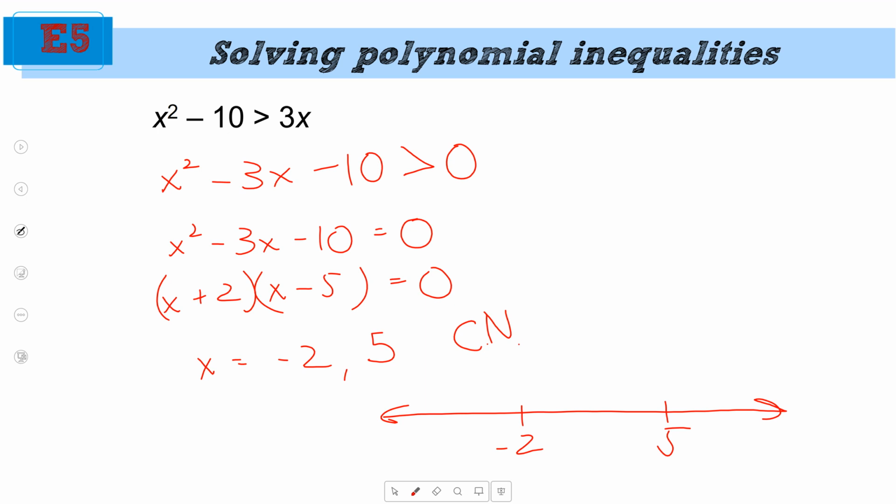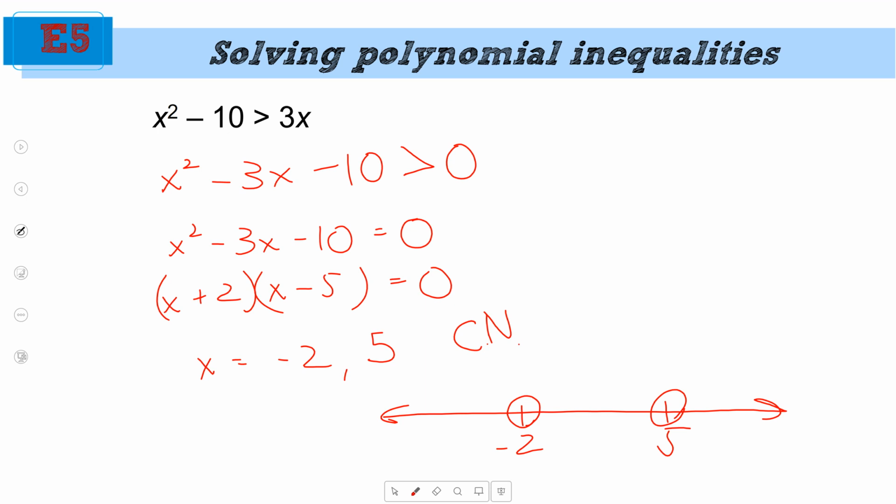Solid dot or open circle on -2? Open. How do you know it's open? Because it's not clear. Beautiful. On 5, solid dot or open circle? Open. Now I would suggest you go through those points individually and not lump them into one sum.